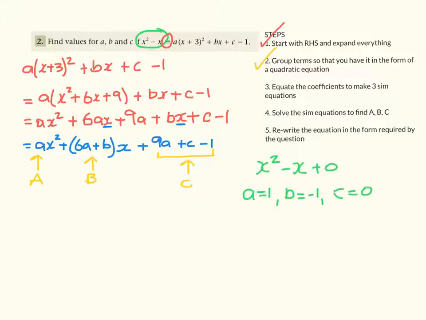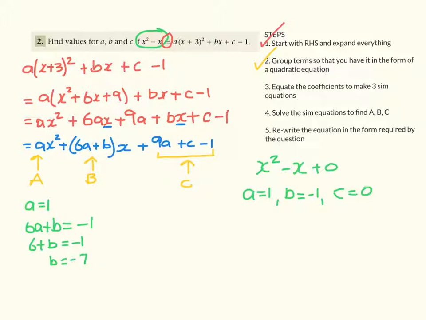Okay, so we're going to make our simultaneous equations. Well, we already know that a is 1. Now let's look at our second term. We've got 6a plus b equals, well, the coefficient of x is negative 1. So if we know that a is 1, that means 6 plus b equals -1, b equals -7.